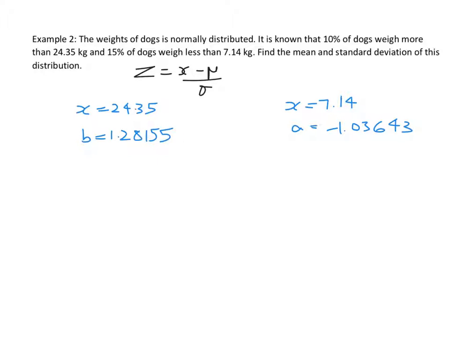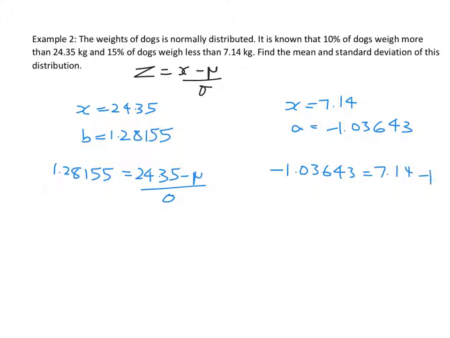So here I have my two pieces of information and I'm going to substitute this pair of information into here. That would be my z value for x being 24.35. So we have 1.28155 equals 24.35 minus mu over sigma. And then the second set of information, this is my z value here for x being 7.14. So I have negative 1.03643 equals 7.14 minus mean over sigma.